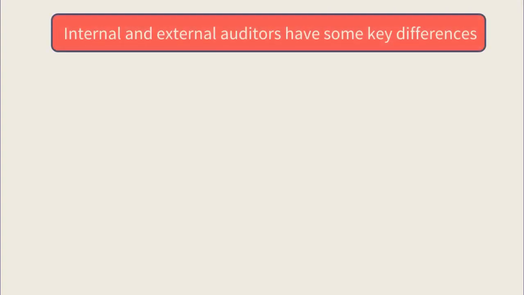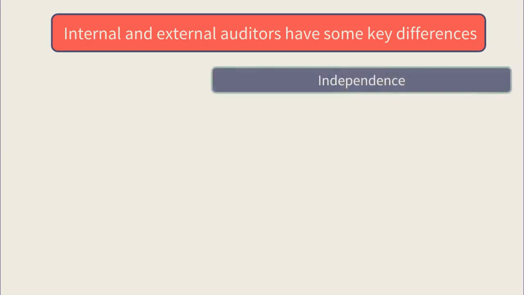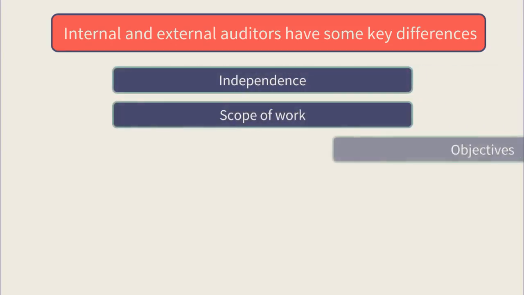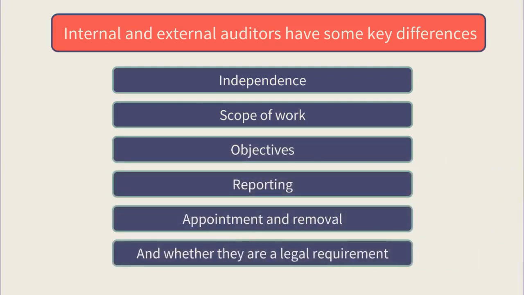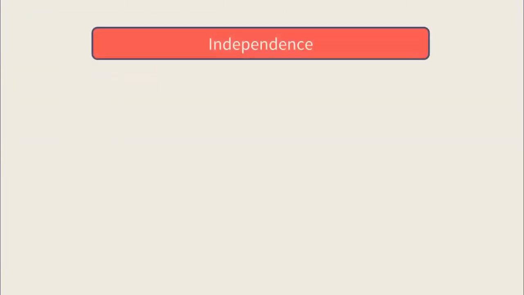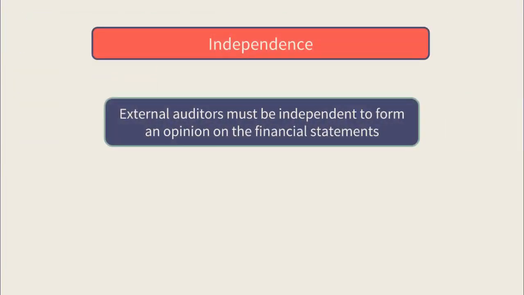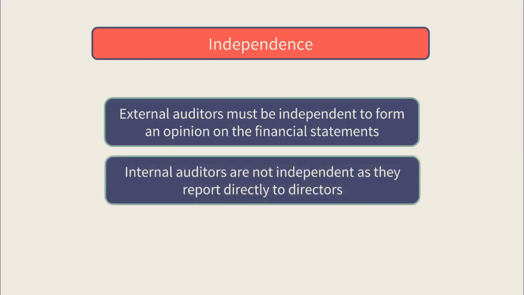It is worth noting that internal and external auditors have some key differences. These are independence, scope of work, objectives, reporting, appointment and removal, and whether they are a legal requirement. External auditors must be independent in order for them to form an opinion that will be trusted by the users of the financial statements. Internal auditors, however, work within the organisation and often report directly to the directors. They therefore are not independent from the entity and may lack objectivity when performing their work.